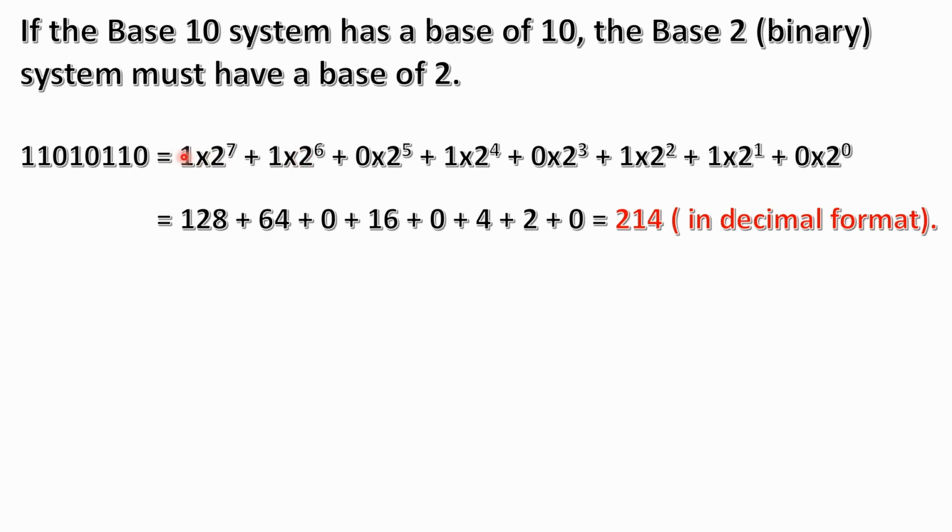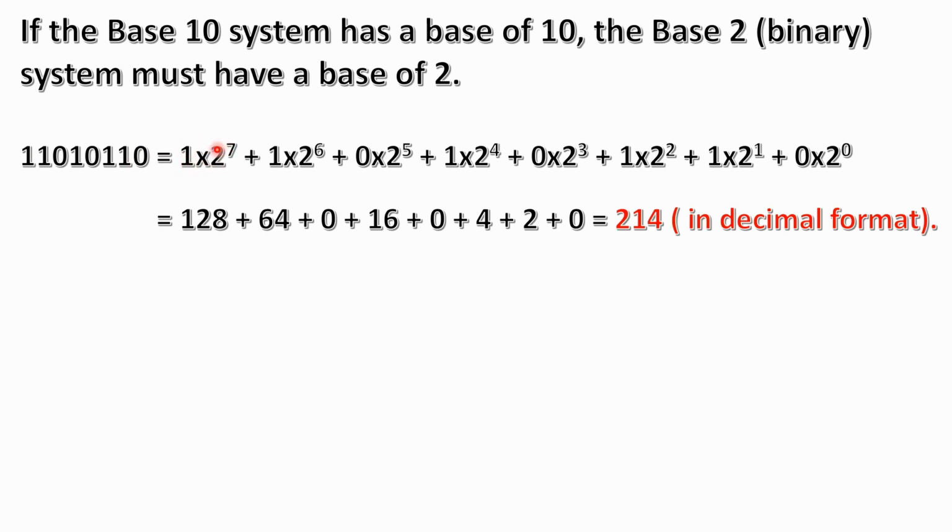Coefficients here are either going to be ones or zeros. Those are the only two symbols that we're using. And we're all the way out here to the 7th position. This is the 7th position, so it's represented here. It's the most significant bit.